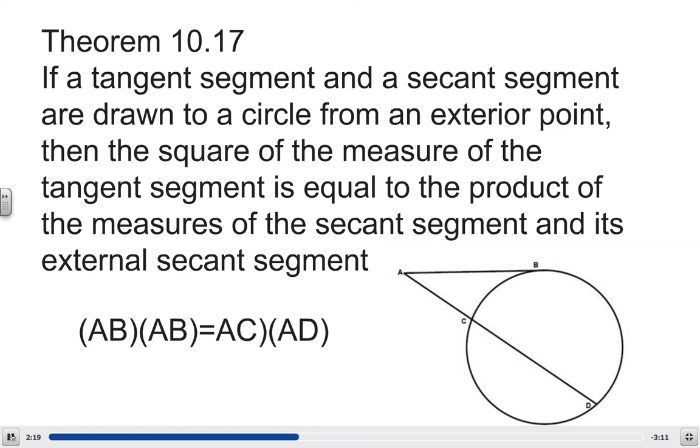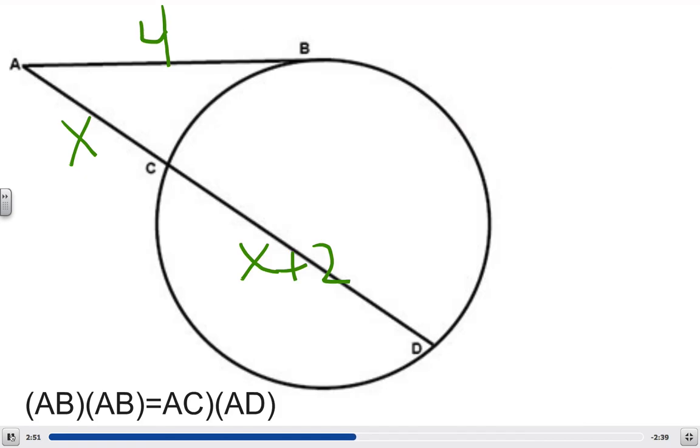Which leads us to our last theorem of this section that says that if a tangent segment and a secant segment are drawn to a circle from an exterior point, then the square of the measure of the tangent segment is equal to the product of the measures of the secant segment and its external segment. So in other words, if we square AB, that's going to be equal to the product of the whole secant measure times the outside of the secant measure. So let's take a look at an example.